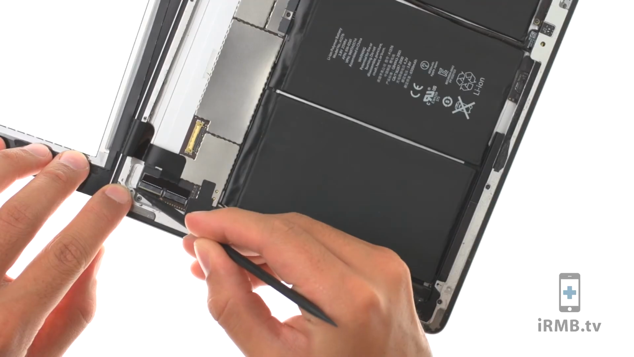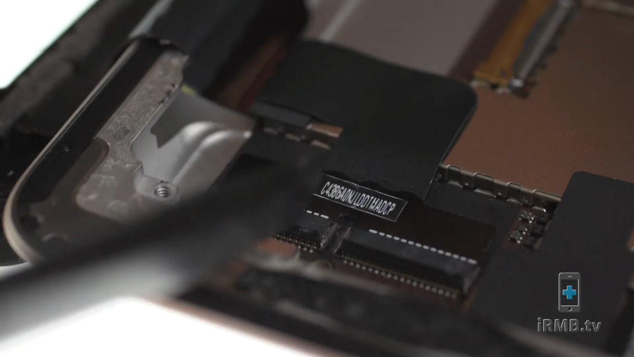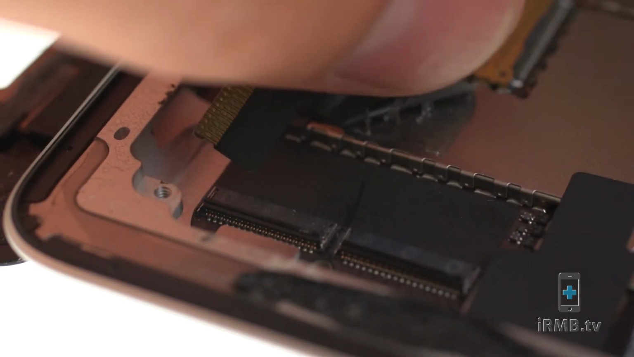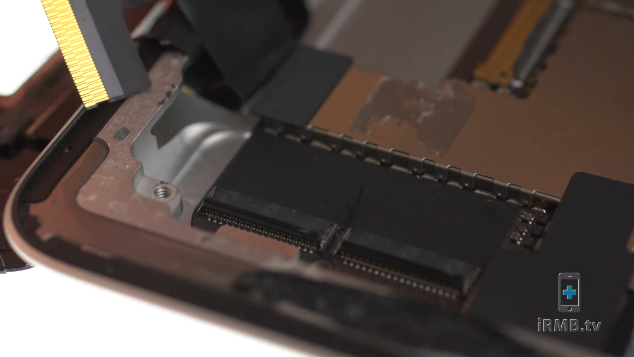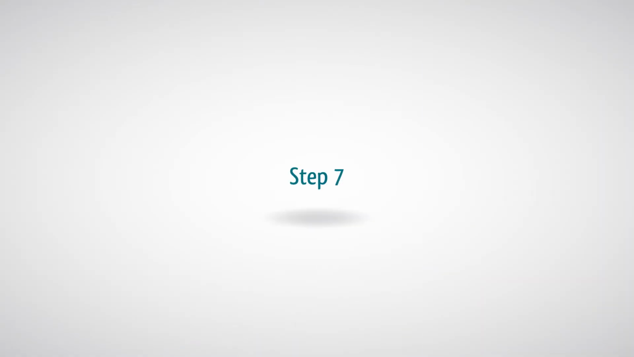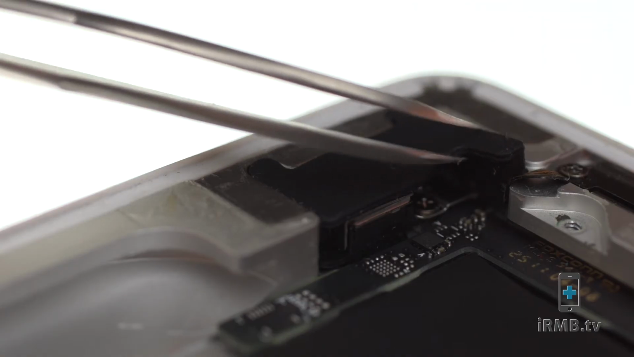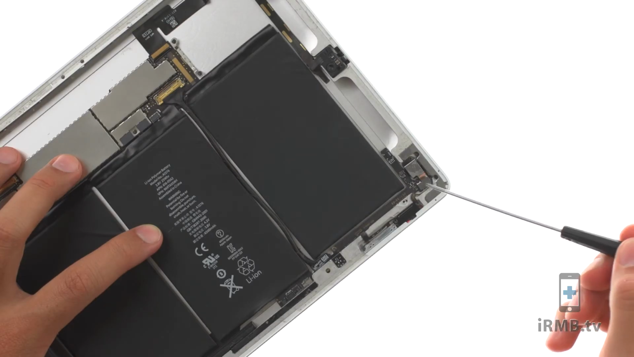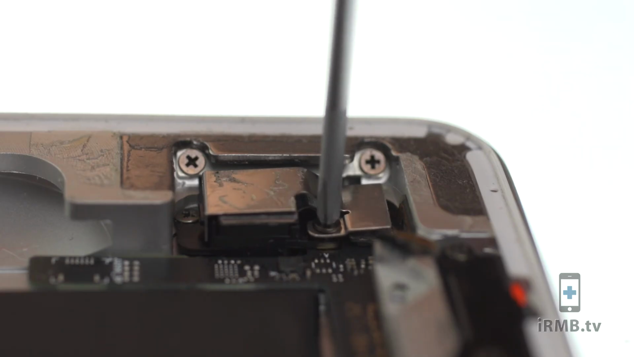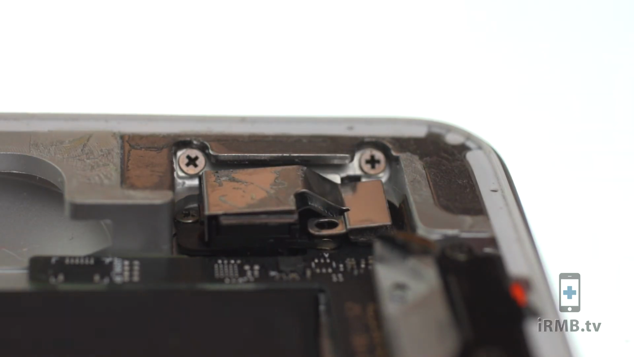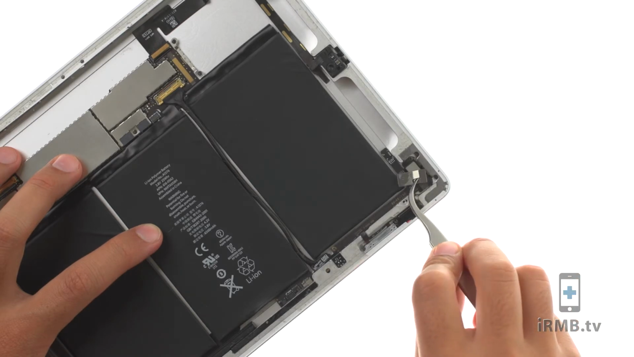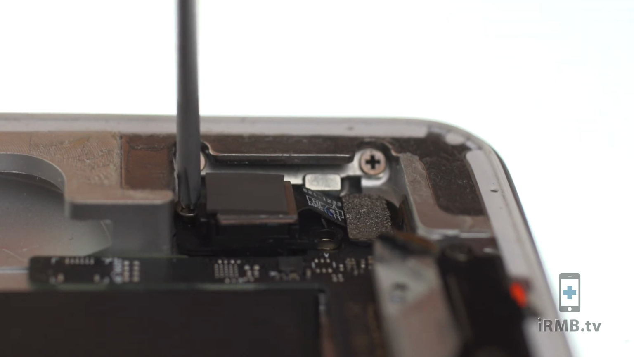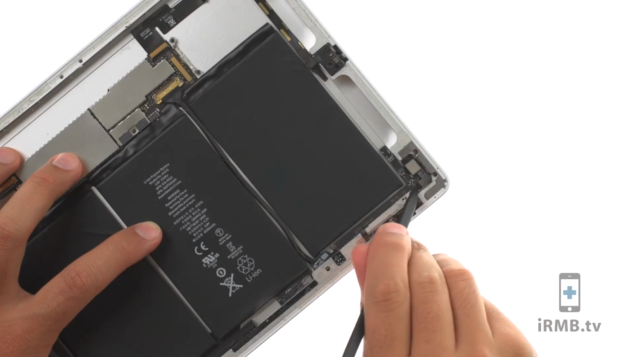Lift the flaps, pull the digitizer cable out, and remove the digitizer. Peel the rubber cover off the metal camera bracket. Remove the following 2 Phillips screws securing camera bracket in place. Disconnect and remove the back camera.